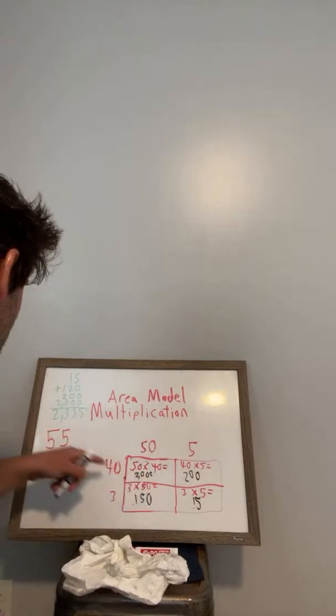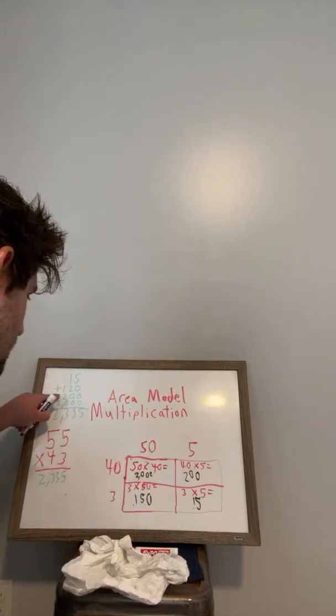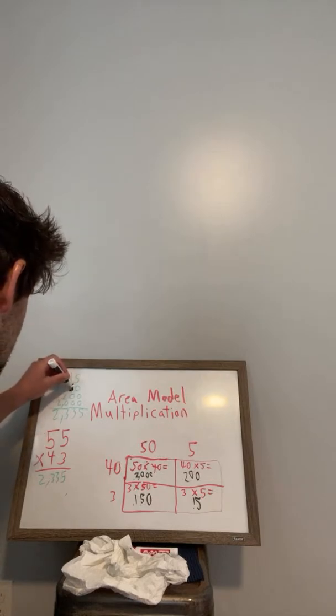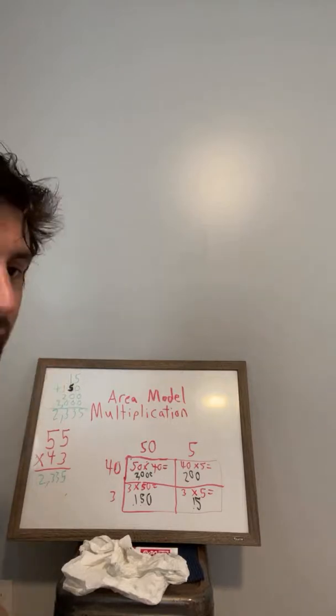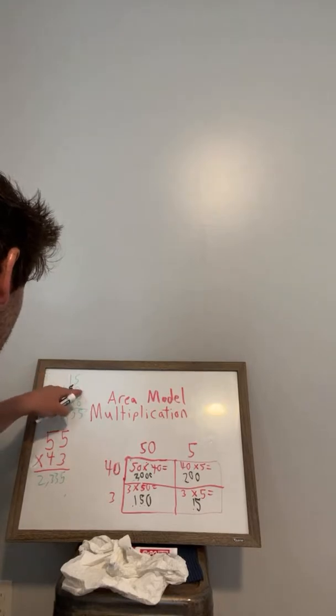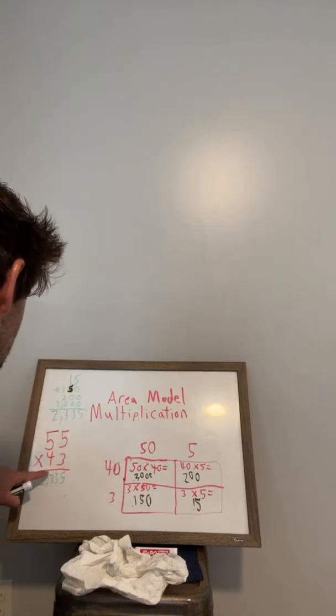So now you have to add these four numbers together. So 2,000 plus 200 plus 150 plus 15. Before I had added 120, not 150. That's why we got the wrong answer there.